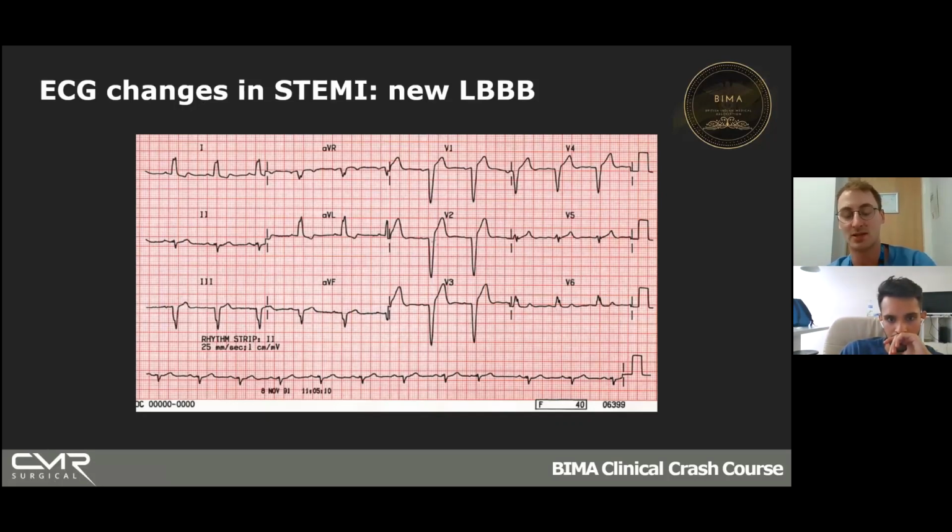And what this means is that the left bundle branch, so the bit of electrical wiring that supplies the left ventricle, is basically knackered. It's really common. It happens loads in hypertension, in old age, arrhythmias, chronic angina, and also in ACS like STEMIs.